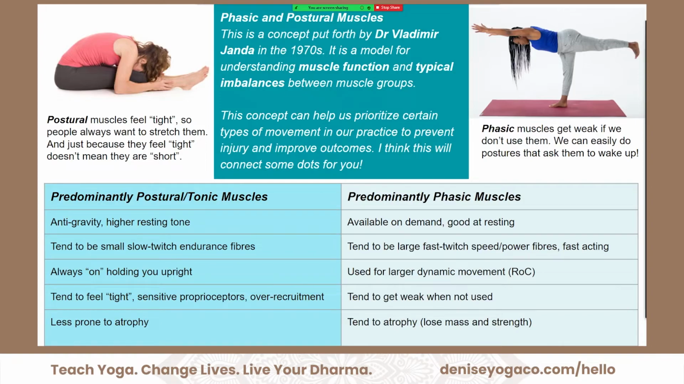So I hope that makes sense. Okay, so let's go back to postural. They tend to be made of slower, which I kind of mean slimmer, slow twitch endurance type fibers. So these are your red fibers. They're just a different kind. They use aerobic energy, and that's because they're endurance fibers.